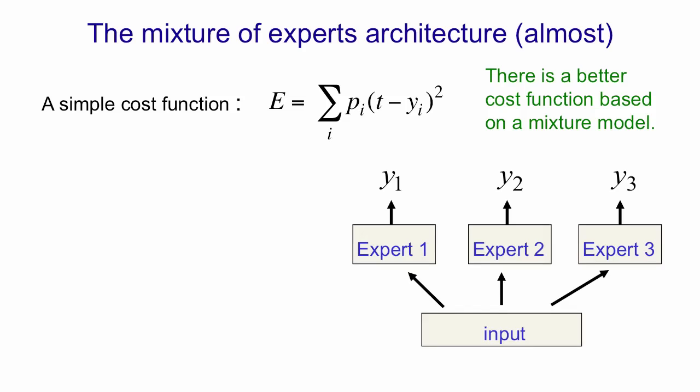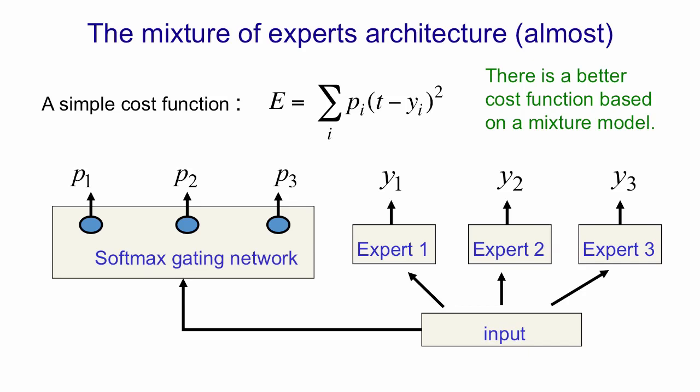So we have an input. Our different experts all look at that input. They all make their predictions based on that input. In addition, we have a manager. The manager might have multiple layers, and the last layer of the manager is a softmax layer. So the manager outputs as many probabilities as there are experts. And using the outputs of the manager and the outputs of the experts, we can then compute the value of that error function.